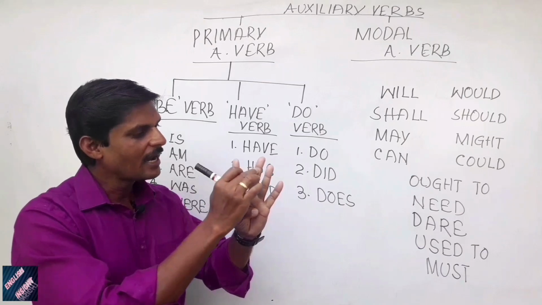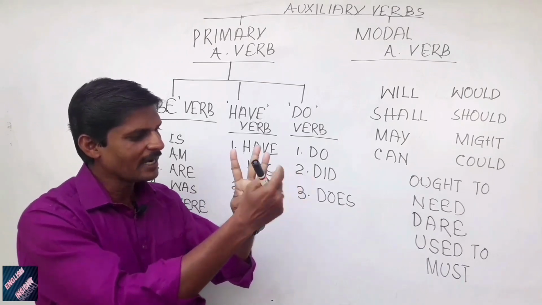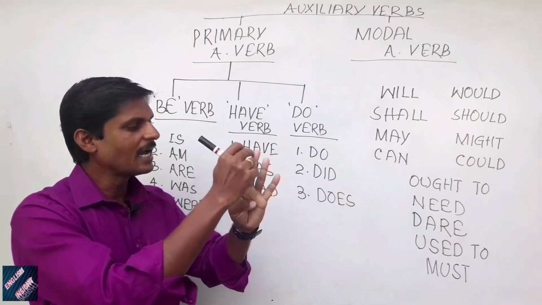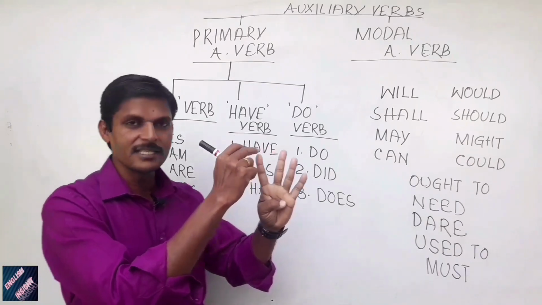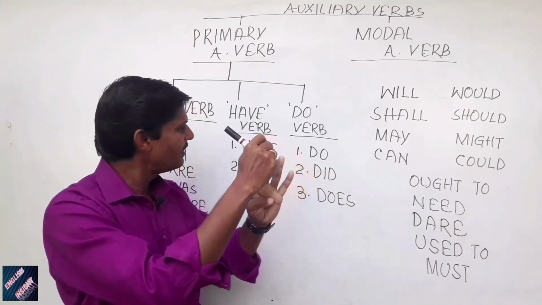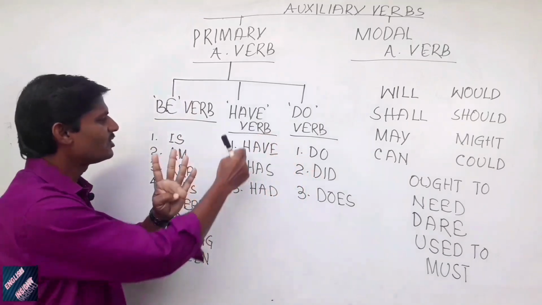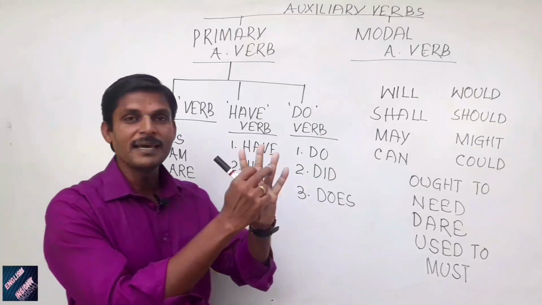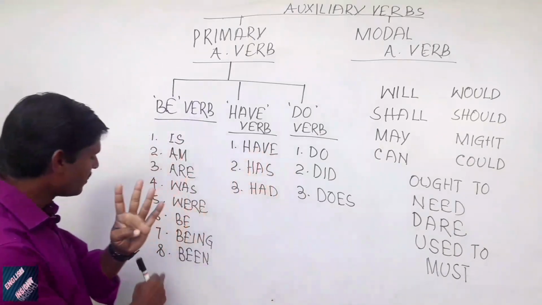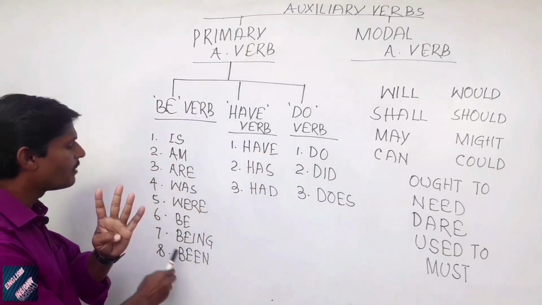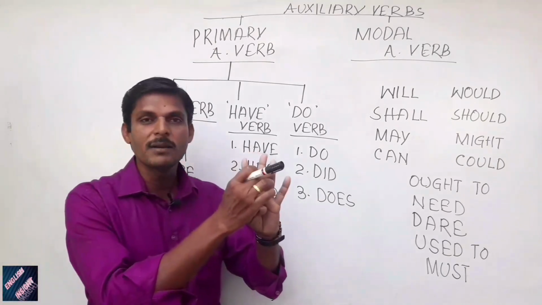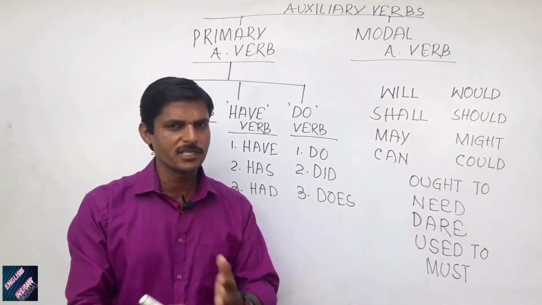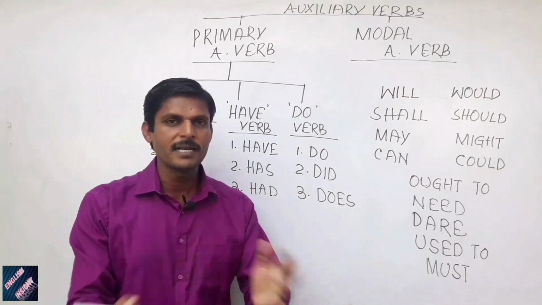Shall have been going. Leave going. This one is the have and been. This one is the shall, this is modal. And this one is the have. This is a have verb. This is a primary auxiliary verb. Been, this one is the be verb, number 8. This one is the been. This is a primary auxiliary verb. Okay, this is all about the tree diagram, a tree diagram of different types of verbs.